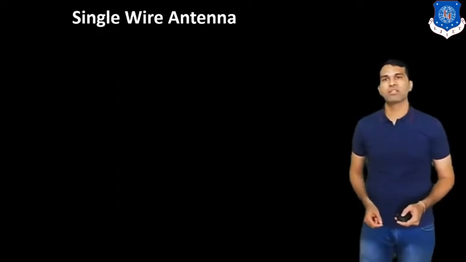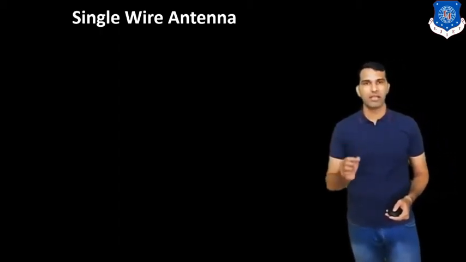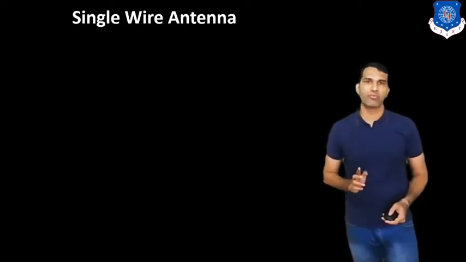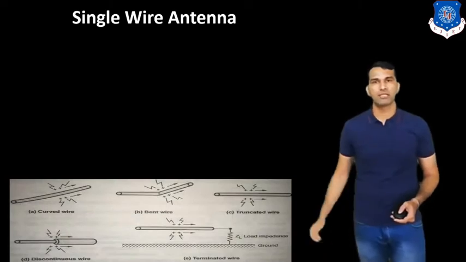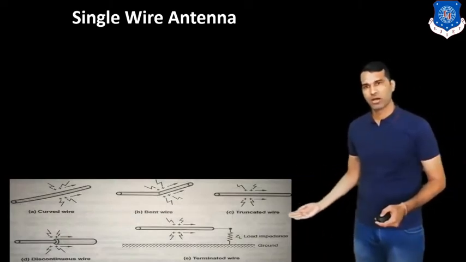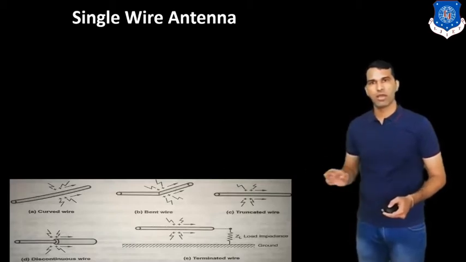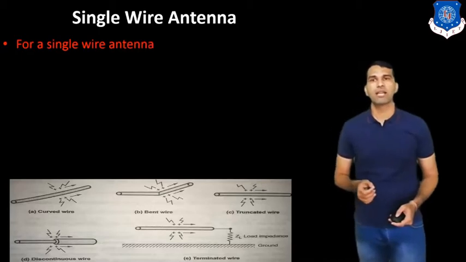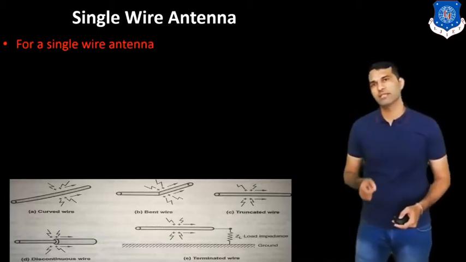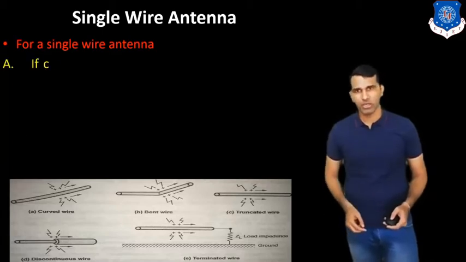Now we discuss a single wire antenna. As the name suggests, here we use one wire to define the antenna. We can see this is a different form of the wire: in the first we just curve the shape, and in the second it is in a bend shape. So for a single wire antenna, for the radiation there are two properties.